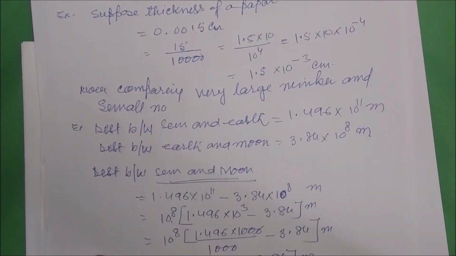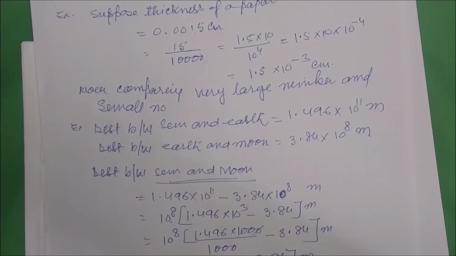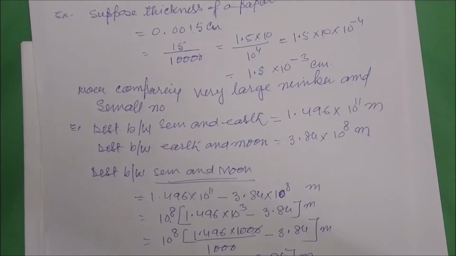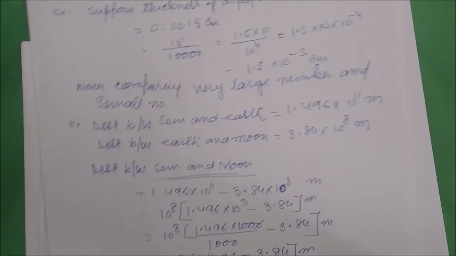Now 10 to the power 8. Now if you subtract here, what will be there? It will be 10 to the power 8 into 1492.16. That much meter, because I have subtracted from here to here. And then here, this is 1496, so 1 point this much is left there. This much meter is the answer, right?